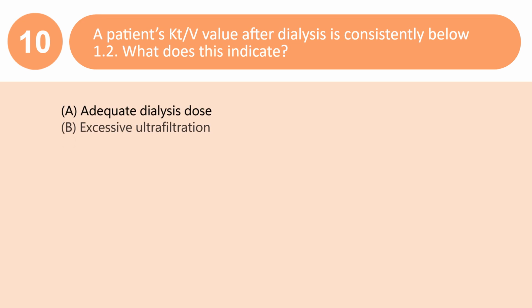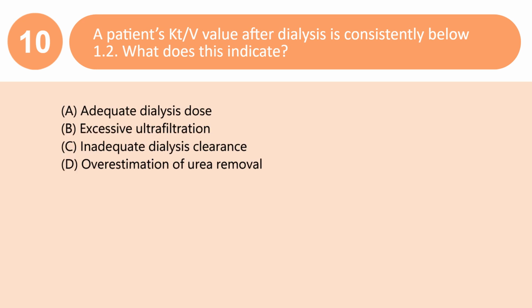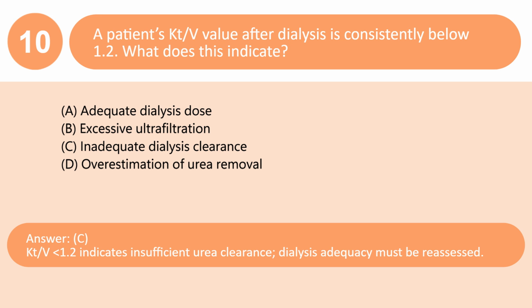A patient's KT/V value after dialysis is consistently below 1.2. What does this indicate? A. Adequate dialysis dose. B. Excessive ultrafiltration. C. Inadequate dialysis clearance. D. Overestimation of urea removal. Answer C. KT/V less than 1.2 indicates insufficient urea clearance. Dialysis adequacy must be reassessed.